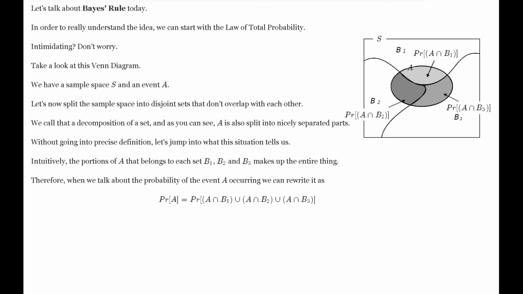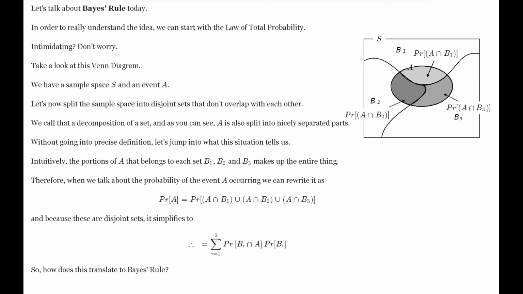Therefore, when we talk about the probability of the event A occurring, we can rewrite it as the probability of A equals the probability of A and B1, or A and B2, or A and B3. And because these are disjoint sets, it simplifies to the sum of each of these probabilities. So, how does this transfer to Bayes' rule?